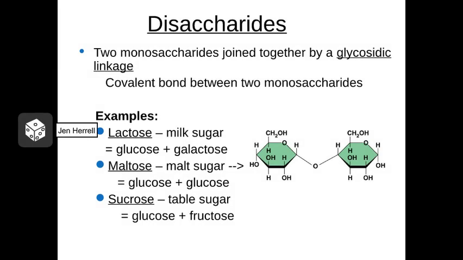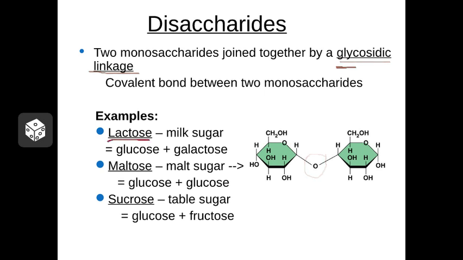In carbohydrates, dimers are known as disaccharides. Disaccharides consist of two monomer units, two monosaccharides put together. They're held together by a special kind of covalent bond, which we call a glycosidic linkage. Whenever you see the term glyco, I want you to think carb. Glyco refers to carb. There are three disaccharides you should know about.